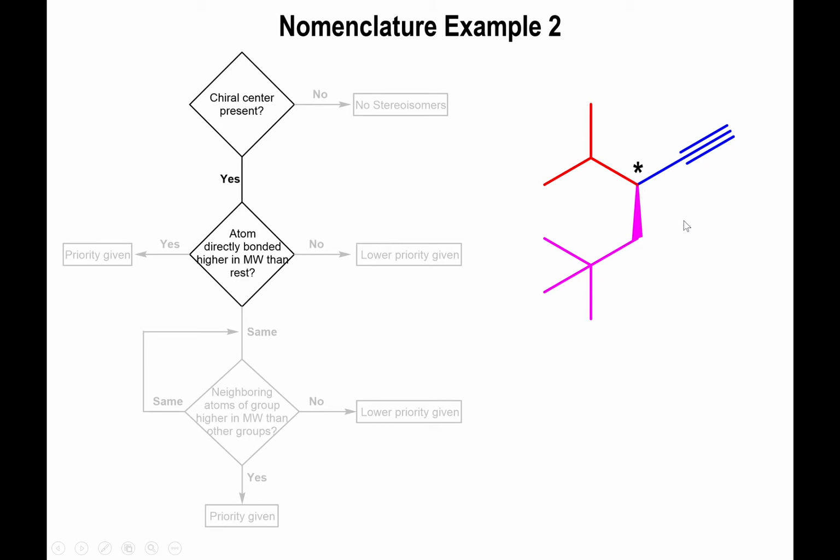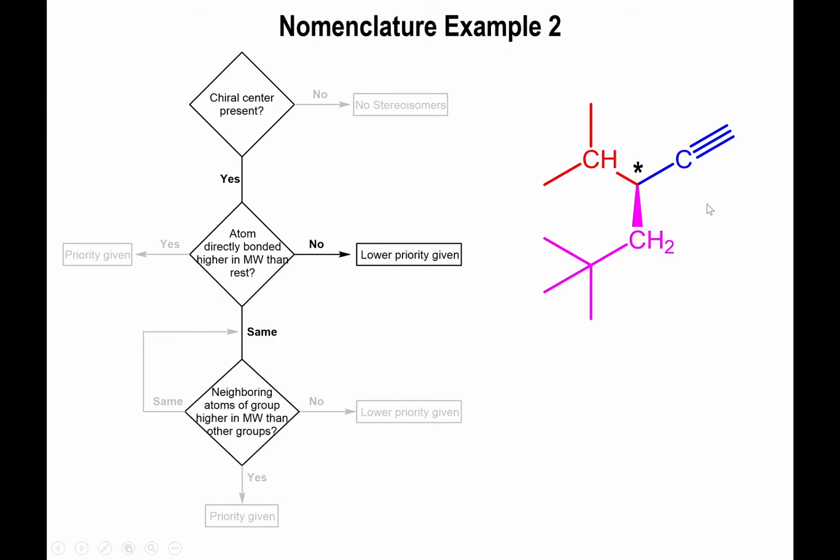Now the main premise is to determine whether this is an R or S configuration. In order to do that, we have to assign priorities to all of the groups bound to this carbon. So what we need to do is first look at what is directly bound to the chiral carbon. Technically speaking, it's all carbons. We have the carbon of the alkyne, the carbon of the isopropyl group, and the carbon of this CH2 group bound to the chiral carbon.